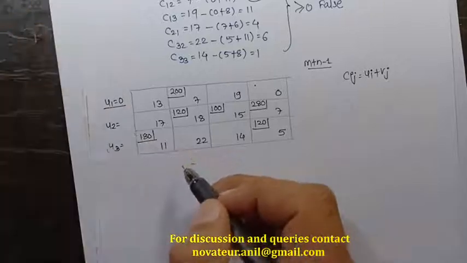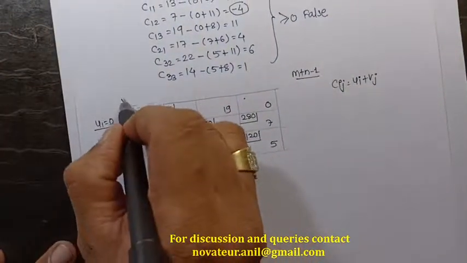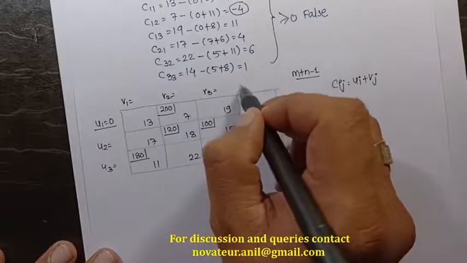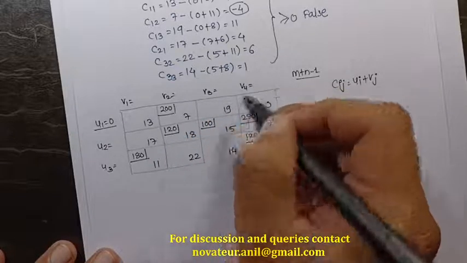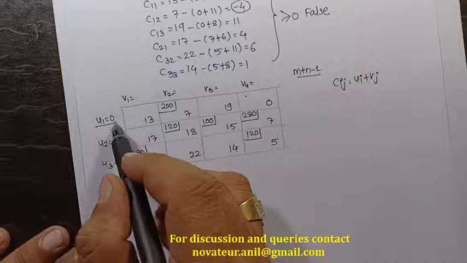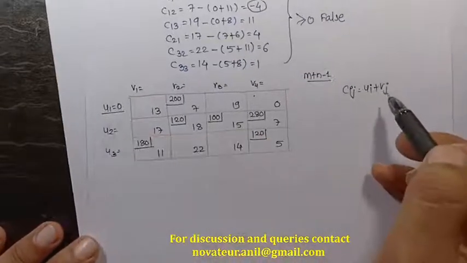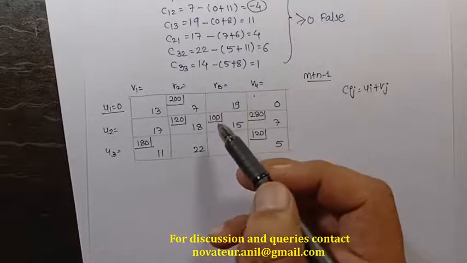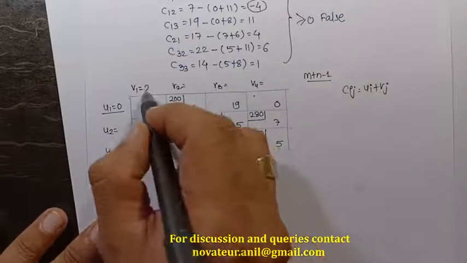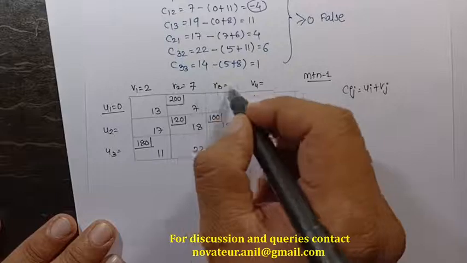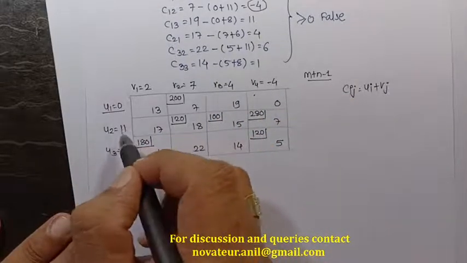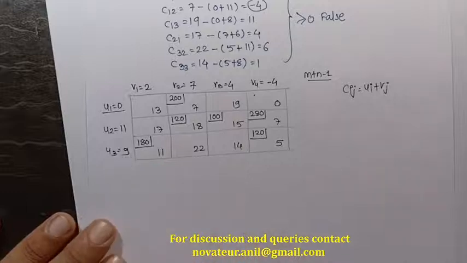It's very simple. I'm going to calculate the values very fast. It's very simple what I'm doing. I'm just taking help of this 0 and applying this formula. This is u, this is v, and this is Cij. It's very easy to find out these values. This will be 2, 7, 4 and minus 4. Here it will be 0, 11 and 9. So these are the simple values, minus 4.